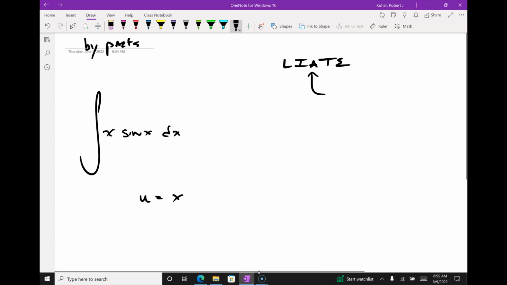That's telling me, oh, if you see a log, pick that as u. If you see an inverse first, pick that as a u. Whatever you're seeing in order first, that's your u. So u is x, so that means du is just dx. dv is sine x dx, right? And of course, we know the antiderivative of sine is negative cosine.